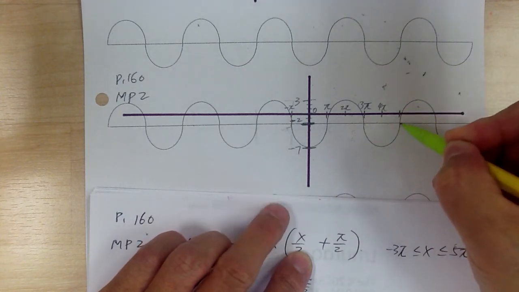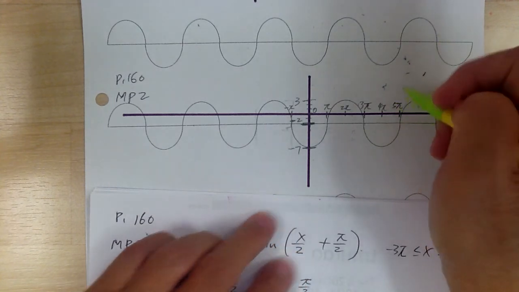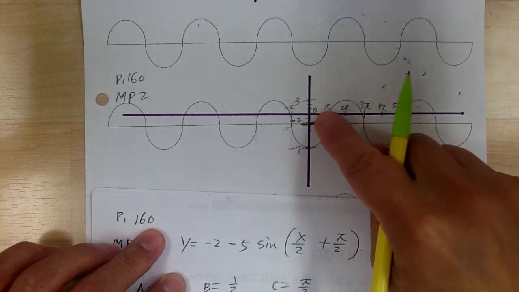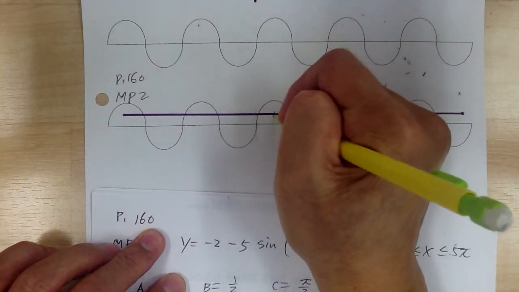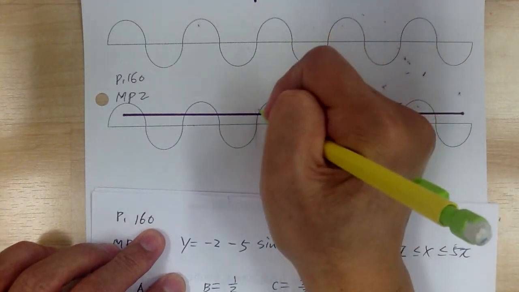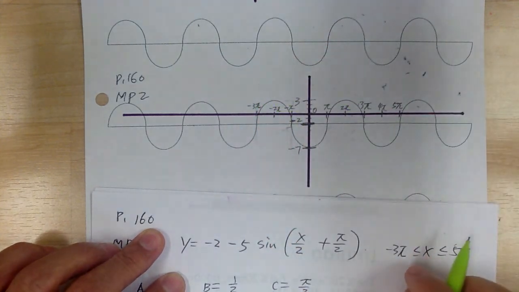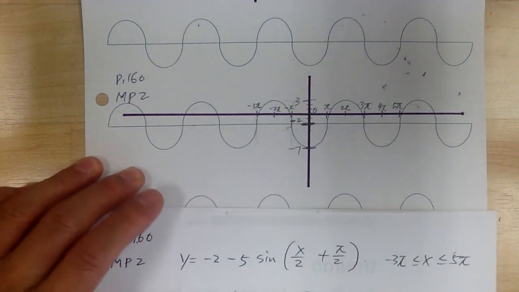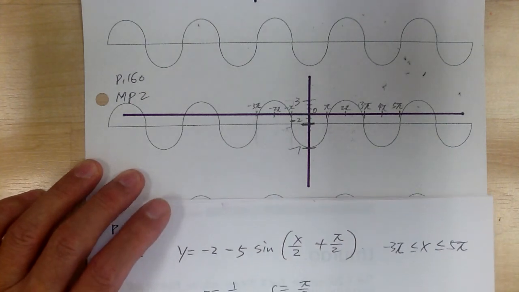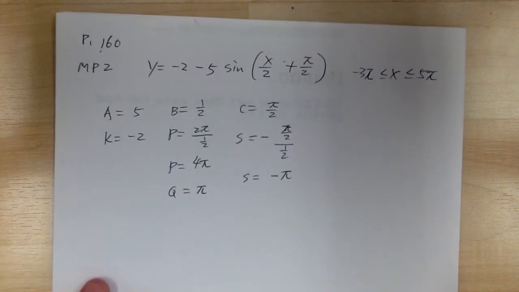Okay, everybody see that, right? So this would be 5 pi, and you have to go to -3 pi. So this is -pi, -2 pi, and right over here would be -3 pi. Okay. And so that is the graph. Okay. So let's go and do some practice.